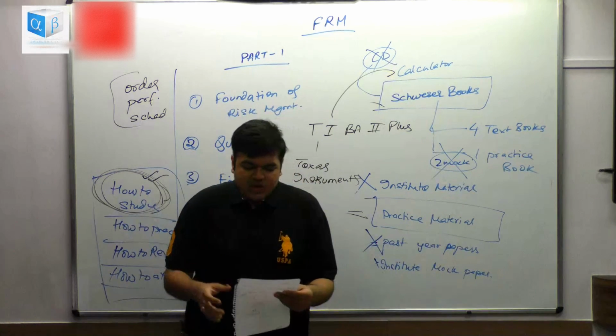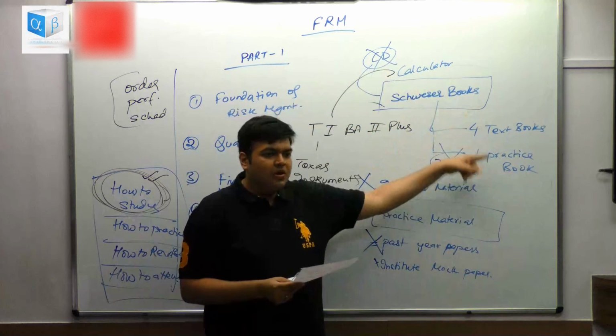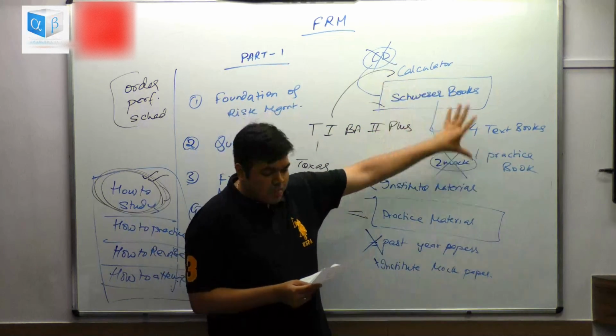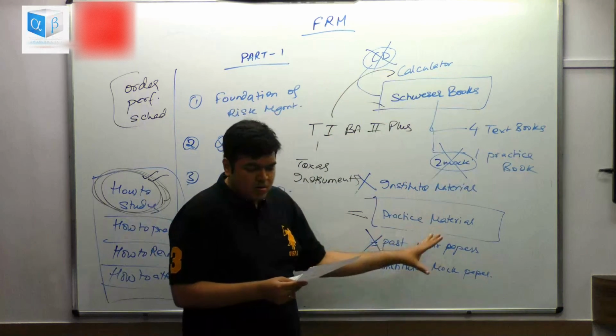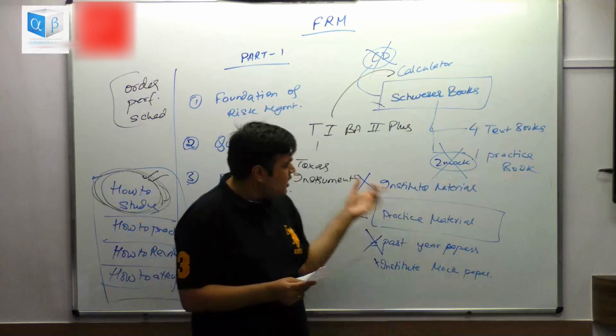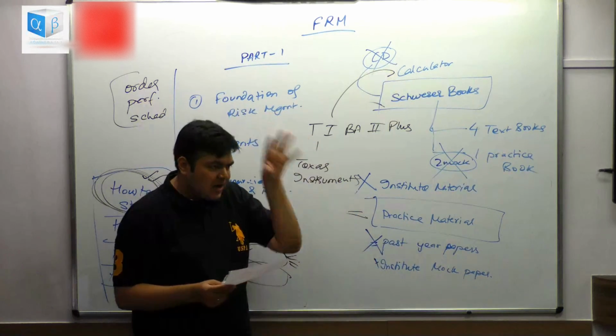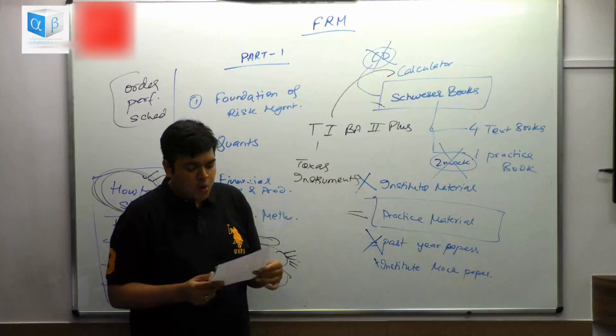So I've told you from where to study, the books that you need: Schweizer books, 4 textbooks, 1 practice book, all the 5 will be home delivered to you. I'll provide you the bookseller's number, nominal cost. Institute material you don't need to buy. Practice questions I'll provide, it's my headache, you don't have to worry. Mock paper, the Institute will give it 1 month before the exam, and live students will get it here, video students will get it at home.